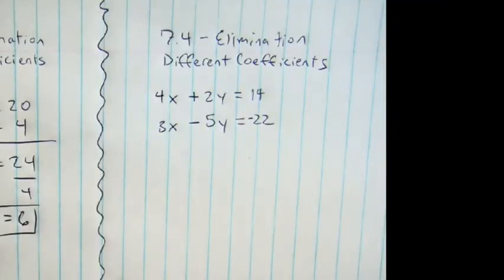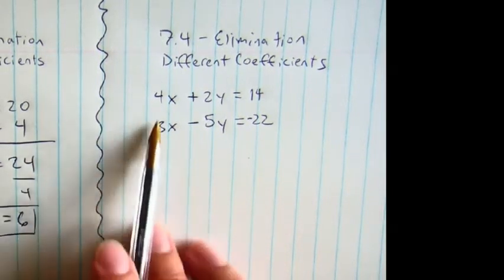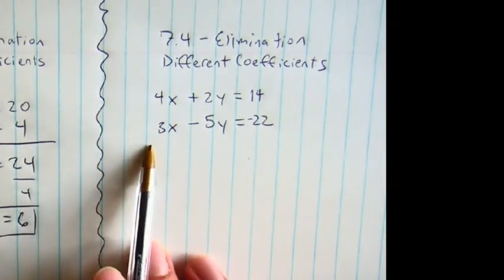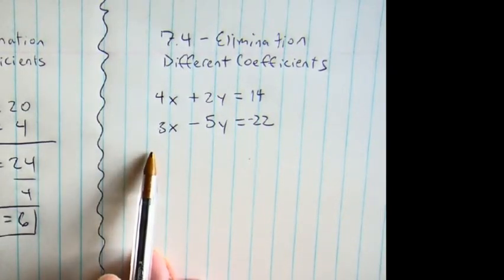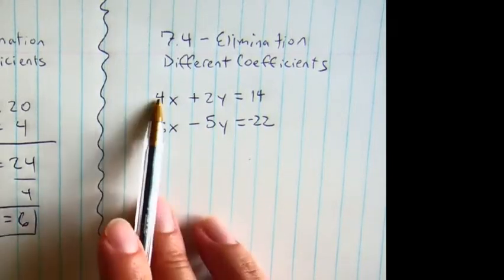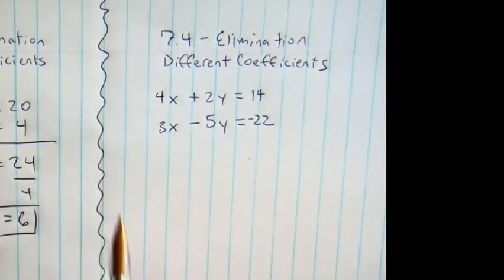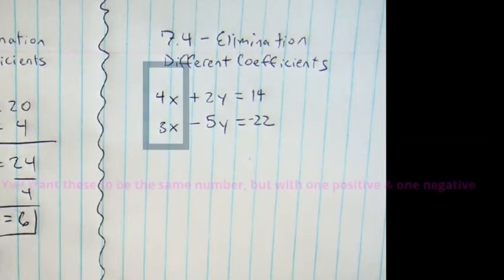So in 7.4, things are going to be slightly different, because if you'll notice, we can't just cancel out these two coefficients. That's simply because they don't have the same number and they don't have the opposite sign. So the first thing we need to do is get these so that they match, and also so that they have the opposite sign. One needs to be positive, one needs to be negative.